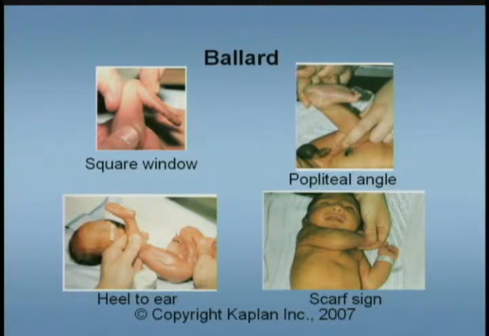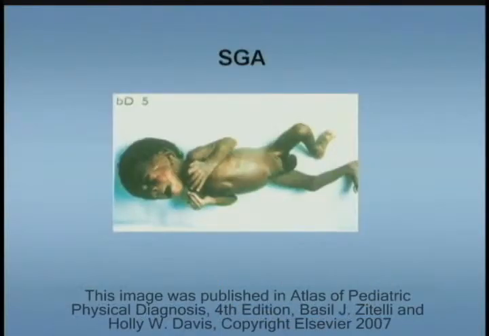So we look at the square window, the popliteal angle, which is the angle of the back of the knee, the heel to ear. These babies that are preterm tend to be much more flexible, and so we'll have different angles. And the scarf sign is when we take the arm and move it across the chest. The more preterm the baby, the farther around it'll go. This is a small for gestational age baby. So this baby could be term, just light.